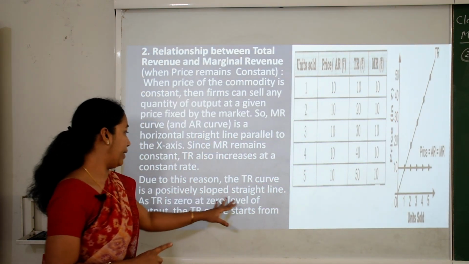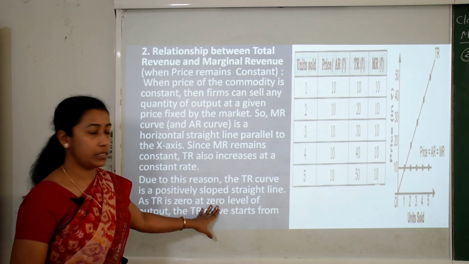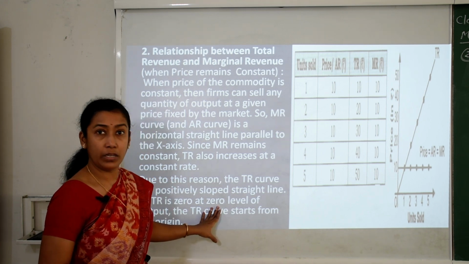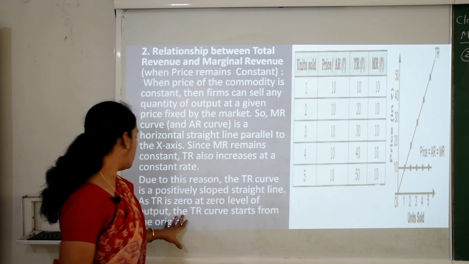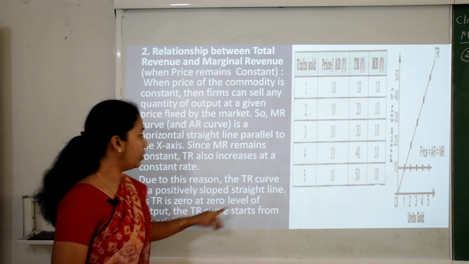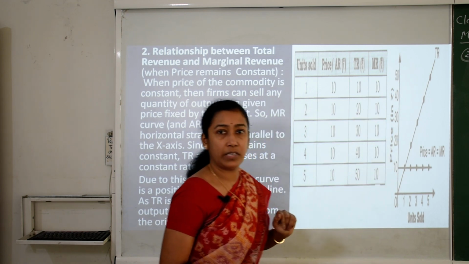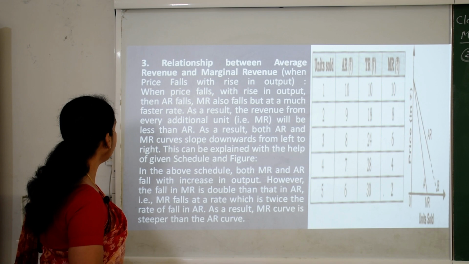sloped straight line, and total revenue is 0 at 0 level of output. That means when nothing is sold, total revenue will also be 0, because the firm will not receive anything in that case. So the total revenue curve starts from the origin. It starts from the origin and rises upward, that is, it is a positively sloped straight line.